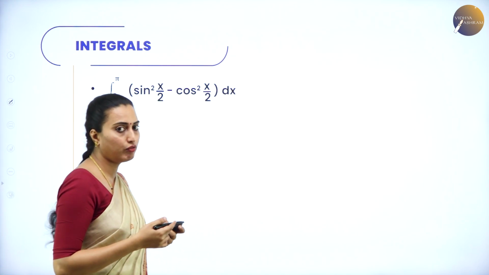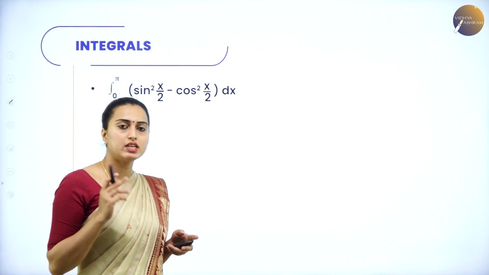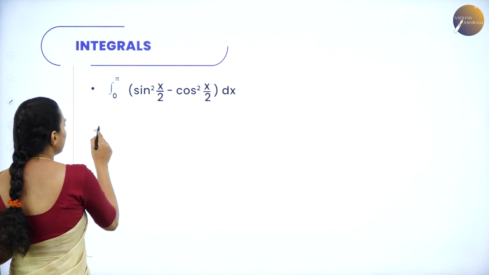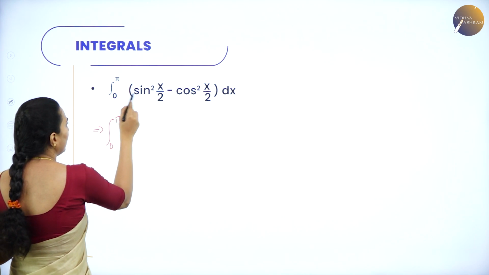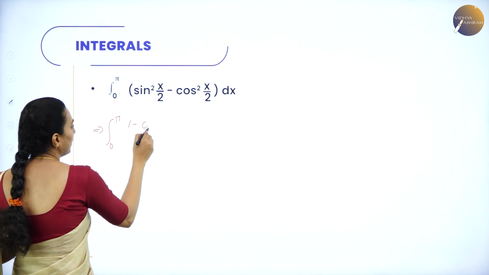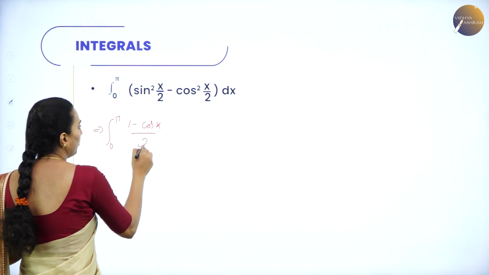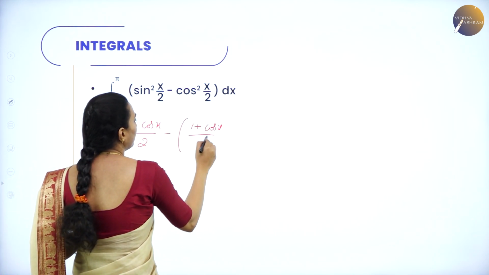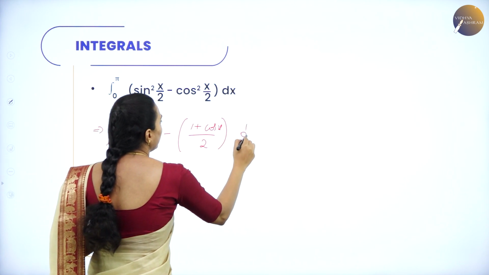This is in the form of sine squared and cos squared. So always sine squared is nothing but 1 minus cos. So therefore, you can write this one as integral 0 to pi, sine squared is nothing but 1 minus cos x divided by 2, with the minus sign, this is 1 plus cos x divided by 2. How to get this one? So let me write it here.